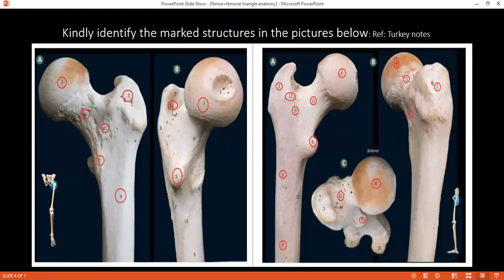If you can identify 11 over here, please. This is the groove behind the greater trochanter of the femur. You are getting that wrong.